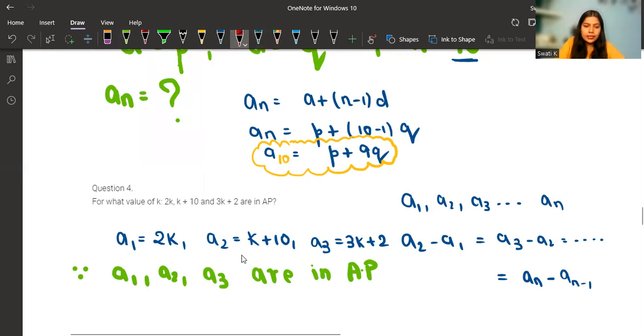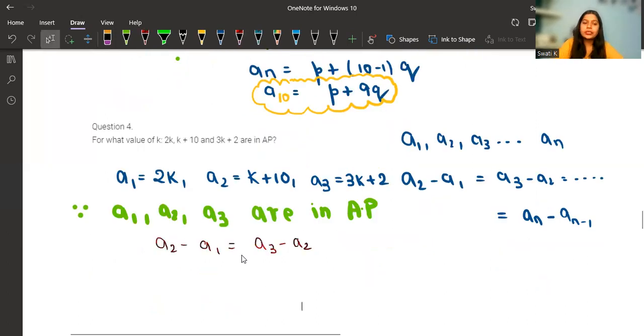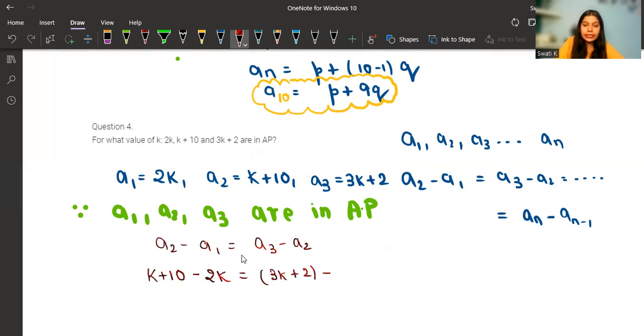Yes, so it implies A2 minus A1 equals A3 minus A2. Now let's just put the values because we have a value for A1, A2, and A3. So A2 is K plus 10, so it's K plus 10, minus A1, which is 2K, equals A3, which is 3K plus 2, and then minus A2, which is K plus 10.